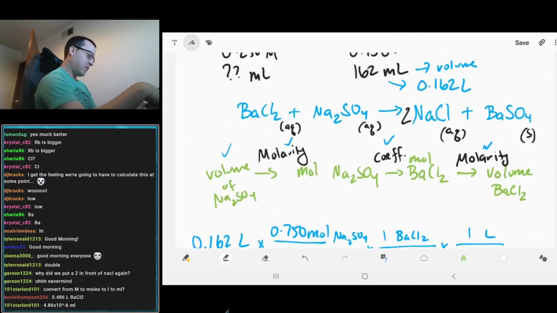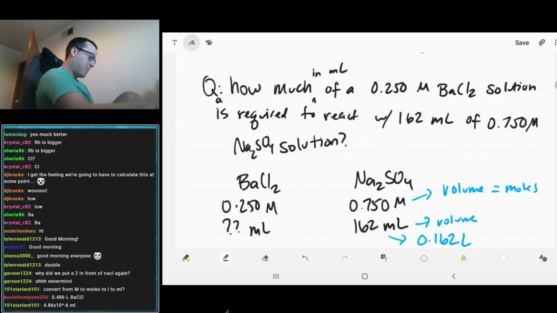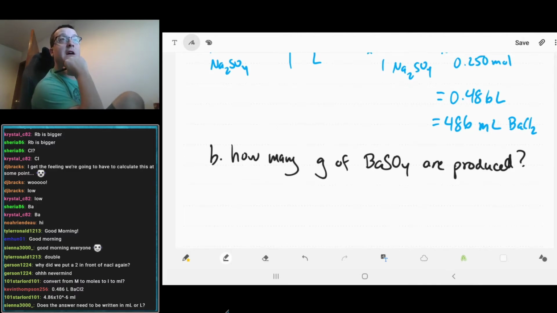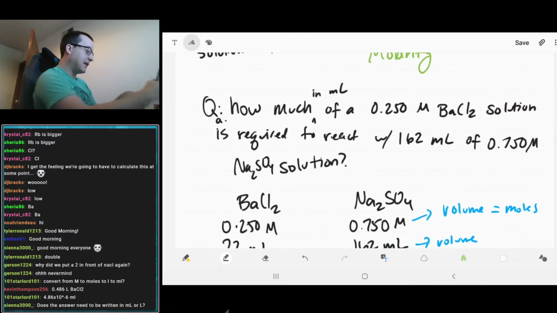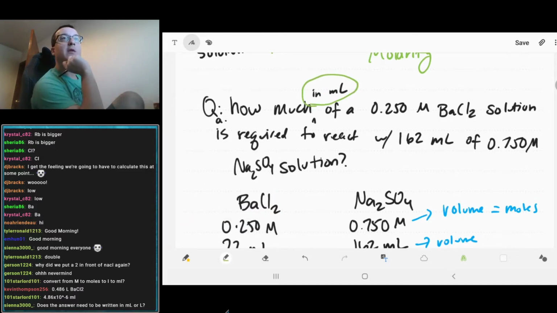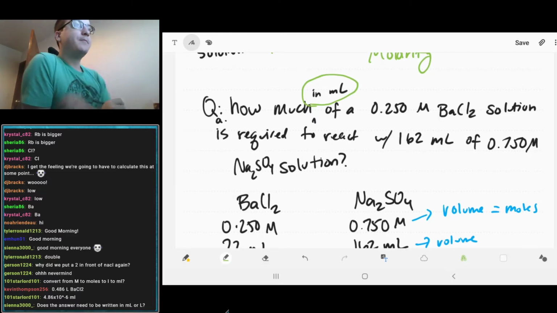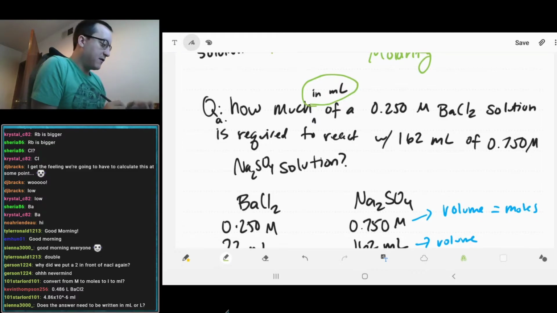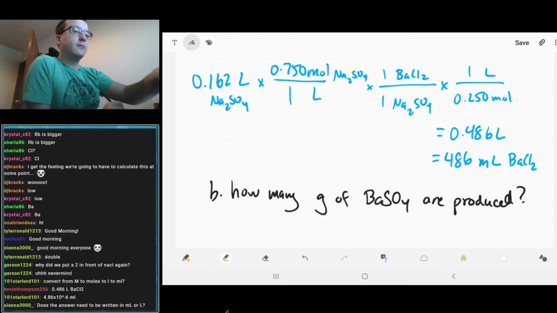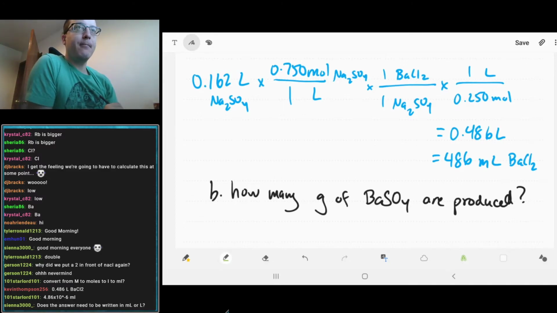So question part A was asking us how much barium chloride solution we needed to react. In this case, Sienna, because I said mLs in the question, we're going to want to do mLs. So it's just whatever is being asked for. If I asked for liters, you would leave it as 0.486. But in this case, I asked for milliliters. Alrighty.